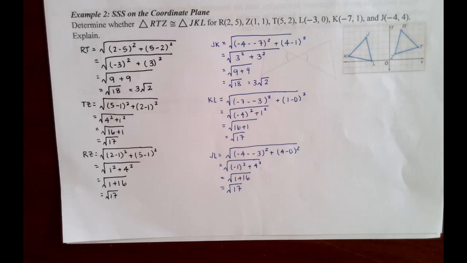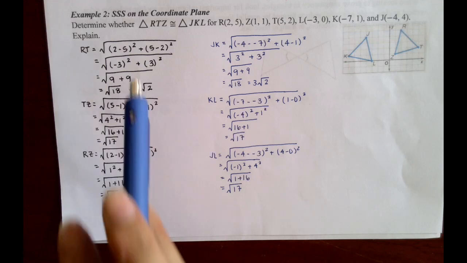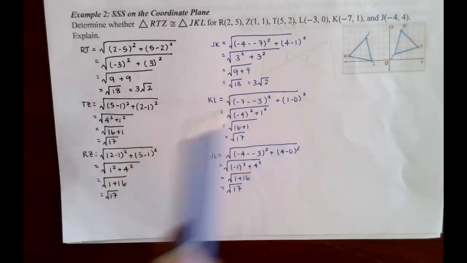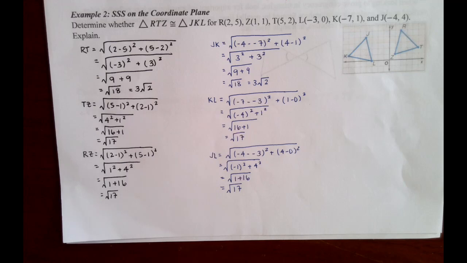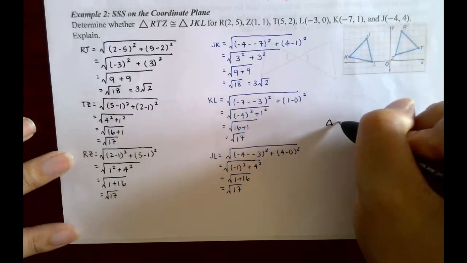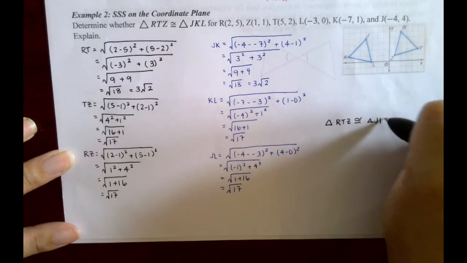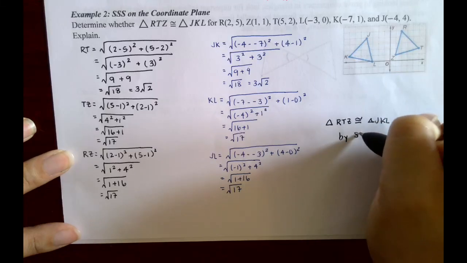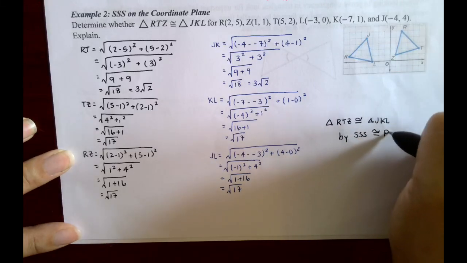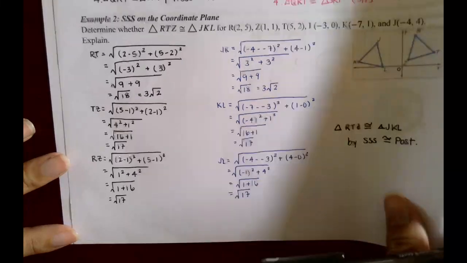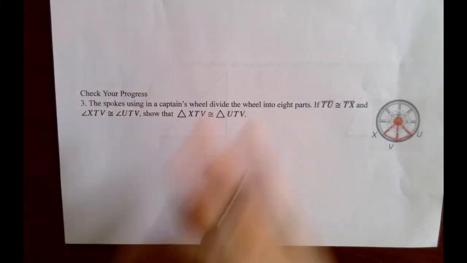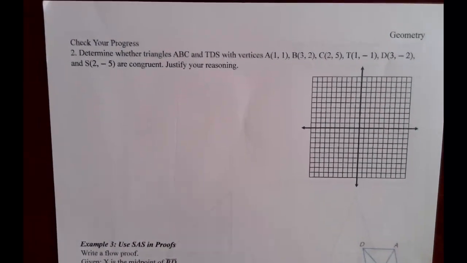And so what that tells me is that because these segments are congruent, RT with JK, TZ with KL, RZ with JL, according to side, side, side, they are congruent. So triangle RTZ is congruent to triangle JKL by the side, side, side congruence postulate. Okay, so why don't you try CYP2 on your own, and then once you got it, come check your answer.